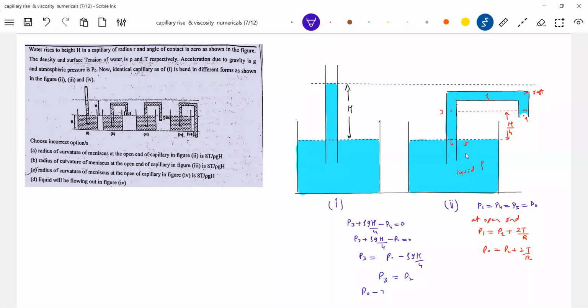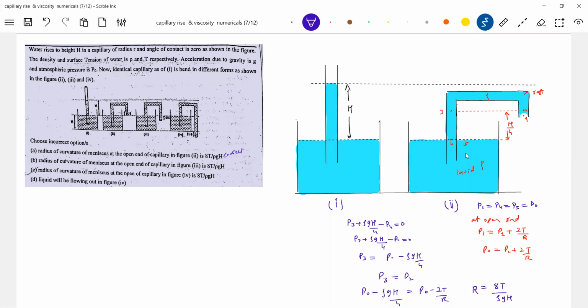P3 equal to P naught minus rho g h by 4. So therefore, what is the radius of curvature? 8T by rho g h. Correct statement. Then A is correct. So this would be the radius of curvature. This is correct, I'll write it.